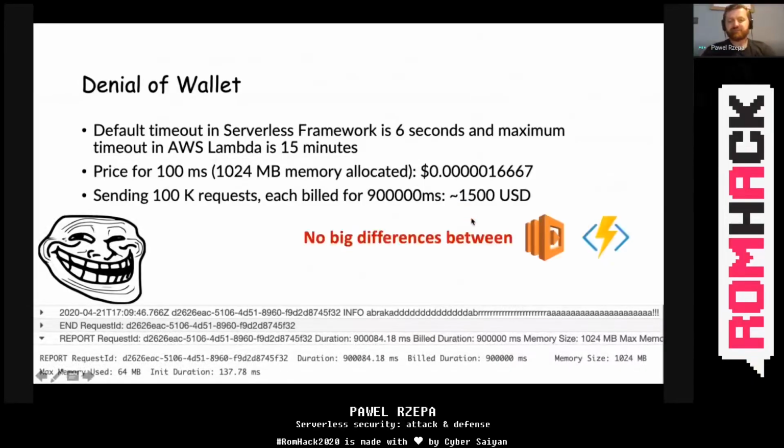The denial of wallet can of course also be applied in Azure Functions and GCP functions. You also have to take into consideration the problem of somebody, on purpose or just by mistake, invoking your Lambda, Azure function or GCP function many times, and then you can pay a lot for it.